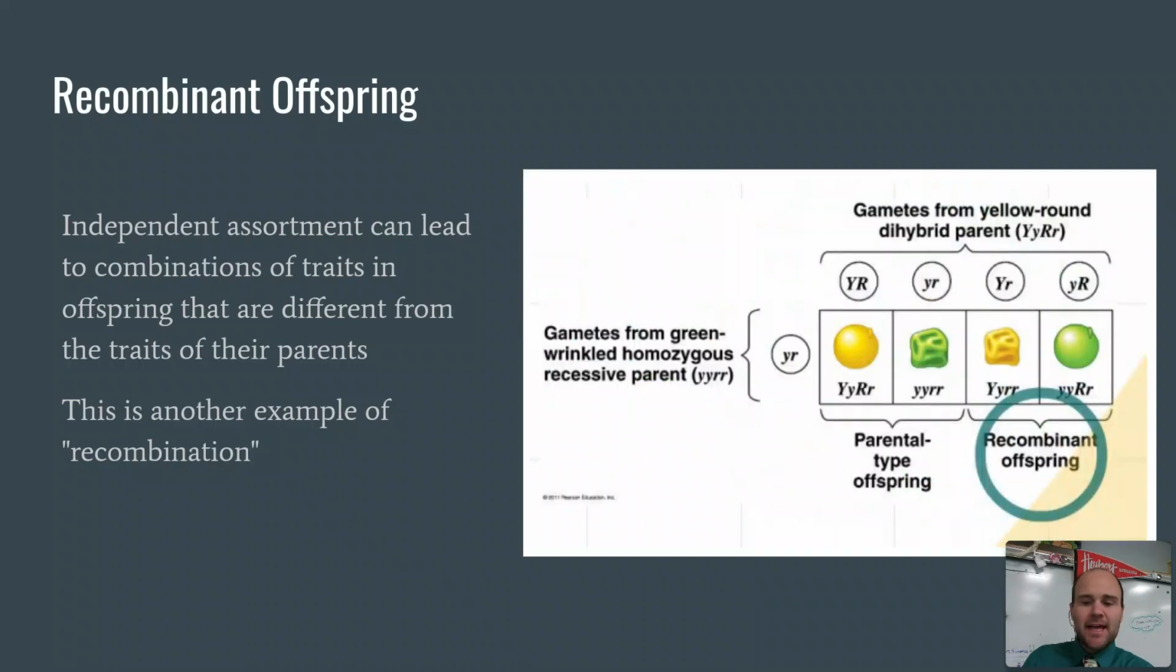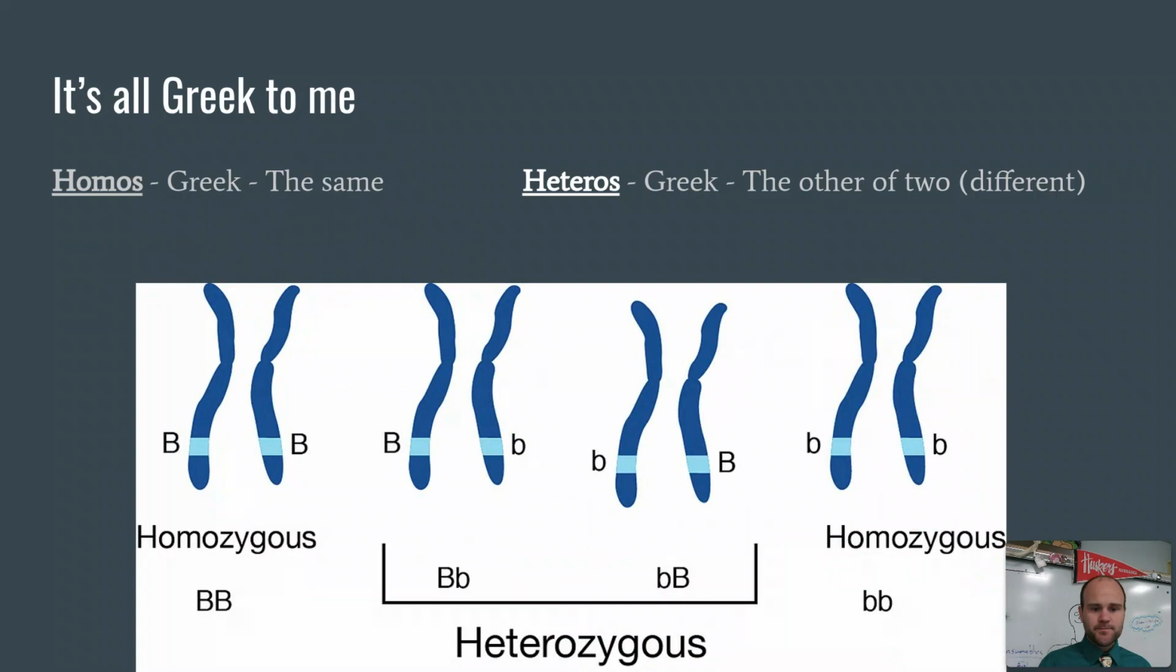Sometimes we may see that there's some variations in traits. So some traits show up that are different from the traits of either parent. And anytime we see this, we're going to call that recombinant. So recombinant offspring means that we have new traits or new trait combinations that weren't visible in the parents. And that's just because of this dominant recessive going through the generations.